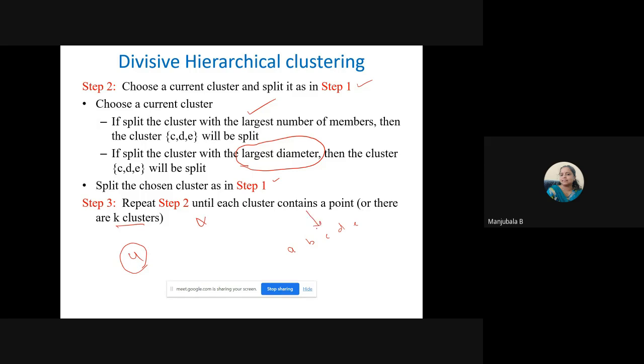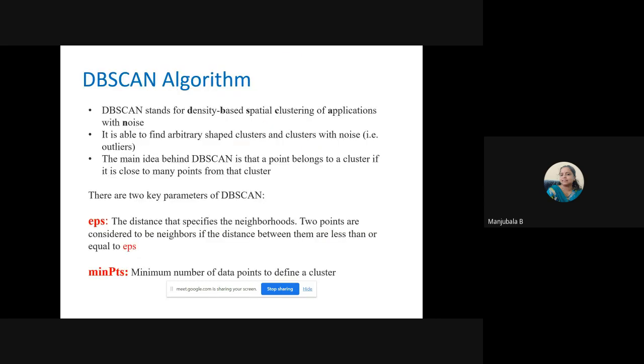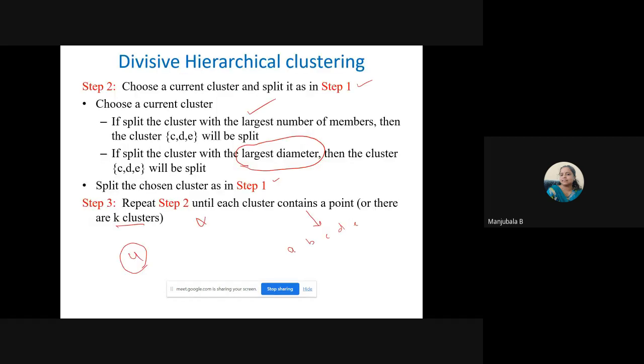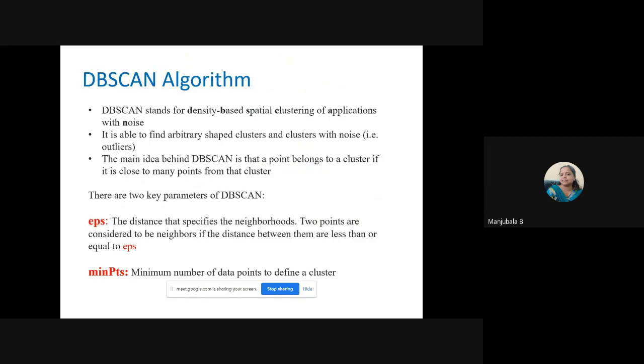At that point you can stop here. So this is the procedure by which the divisive hierarchical algorithm works, right? Here also, from the divisive approach we get the dendrogram. Again from the dendrogram we can draw a line to partition and determine the number of clusters, right? Getting the exact number of clusters from hierarchical clustering is sometimes difficult.